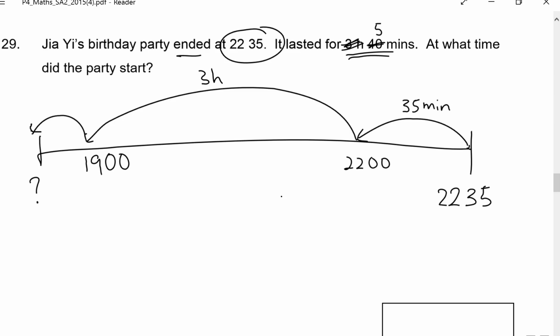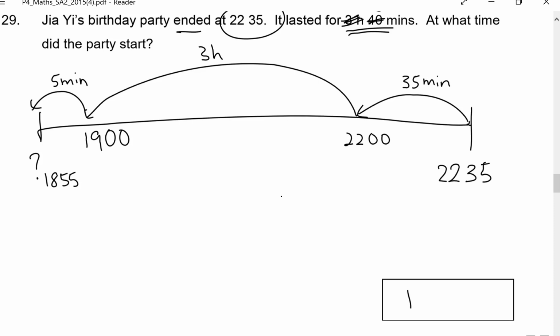Now 5 minutes before 1900, it must be 18 something, right? 18 what? 1855. Because 55 plus 5 gives me back 60, which is the next hour. So the answer, 1855. Alright. There's no need to write the hour, which I made a mistake in the lesson. I'm so sorry about it. Just the 4 digits will do. No units needed.